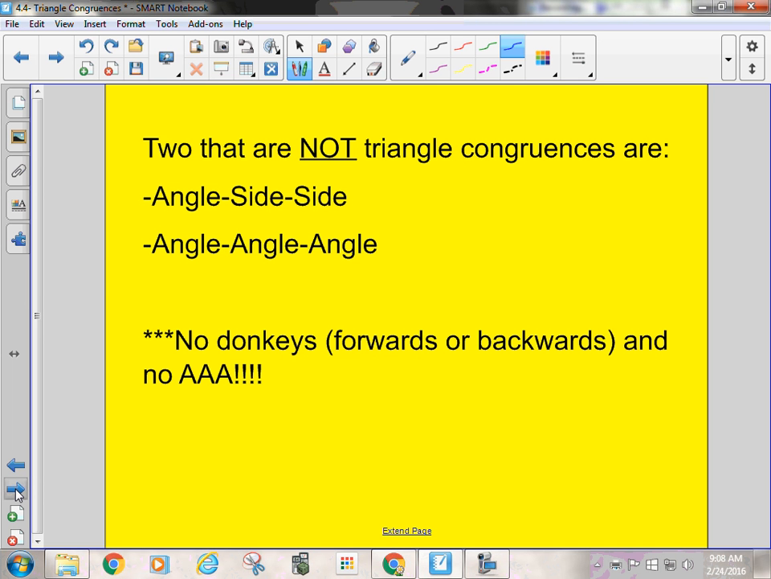Just keep in mind, there's no donkeys, forwards or backwards. Take a moment to think about that. If you don't understand it, ask a neighbor who might have giggled, okay? And then there's no triple A. So no donkeys, no triple A, and then you're good.